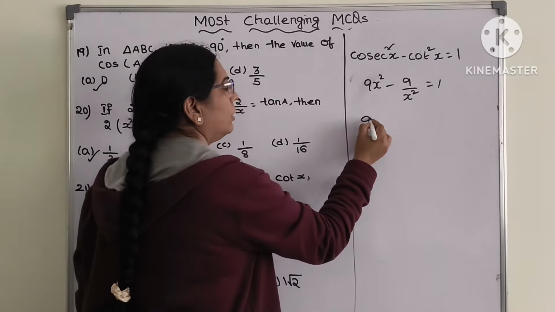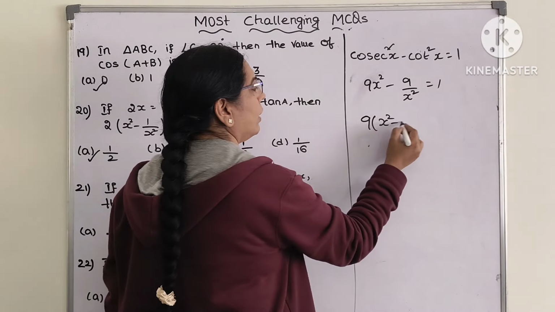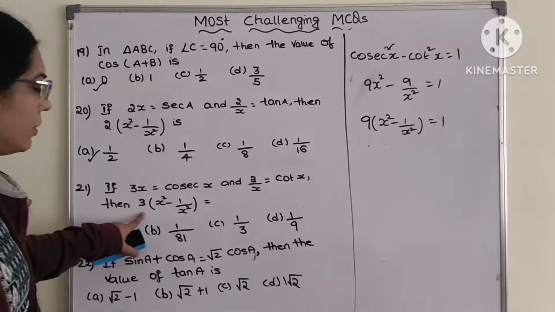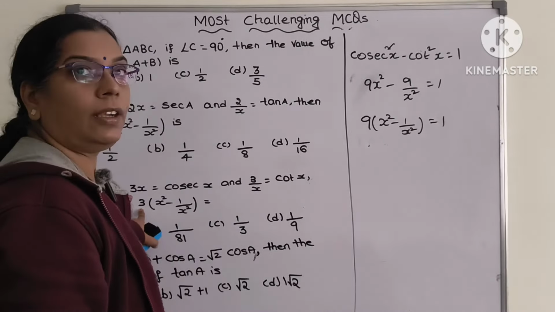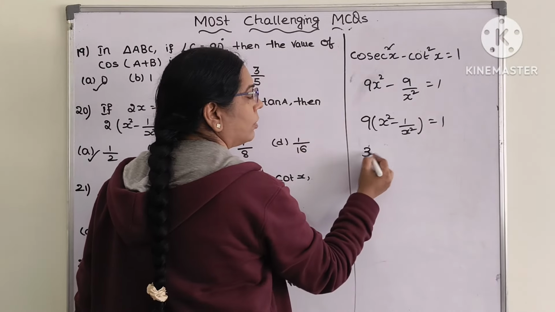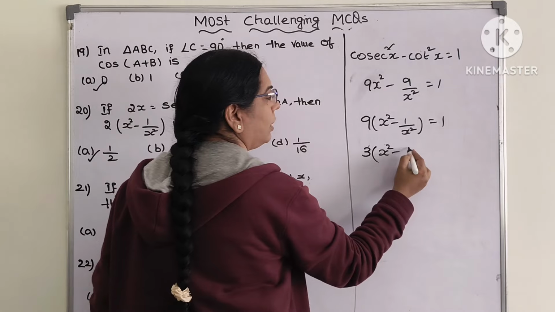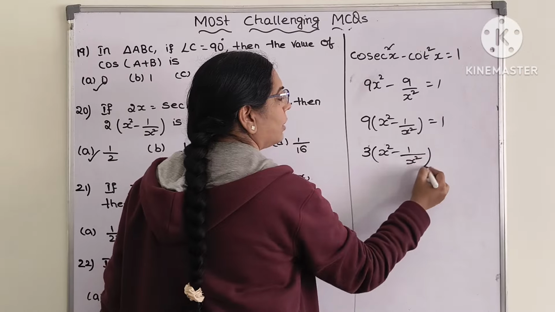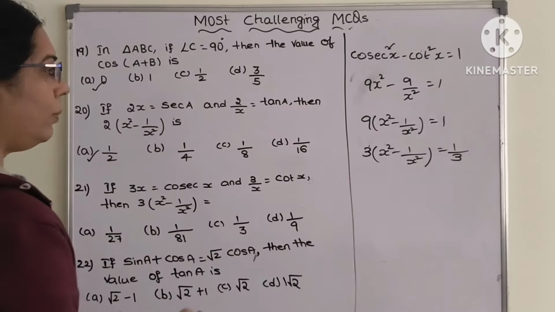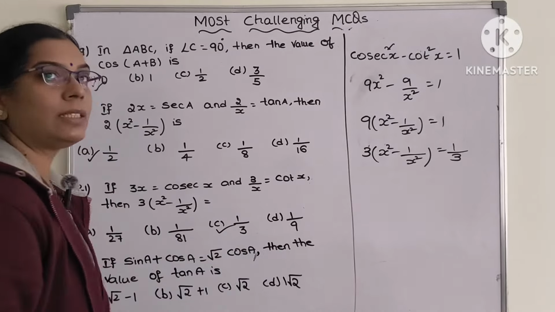Take 9 common, so this will be 9 times x square minus 1 by x square is equal to 1. But they asked for the value of only 3 into x square minus 1 by x square. So divide both sides by 3. This will turn out to be 3 into x square minus 1 by x square. Since I am dividing on both sides, the value will become 1 by 3. So the answer is 1 by 3.